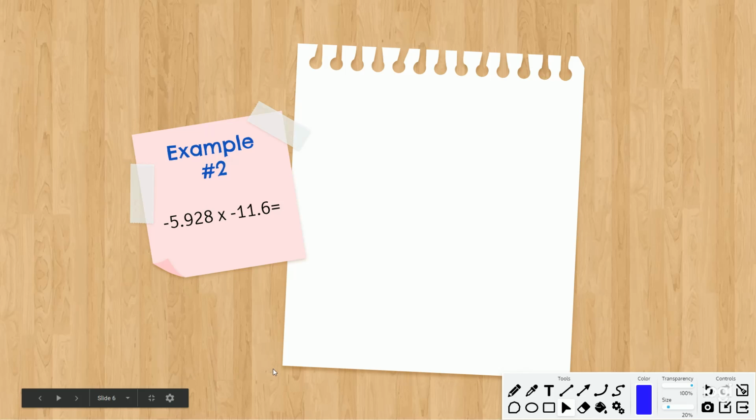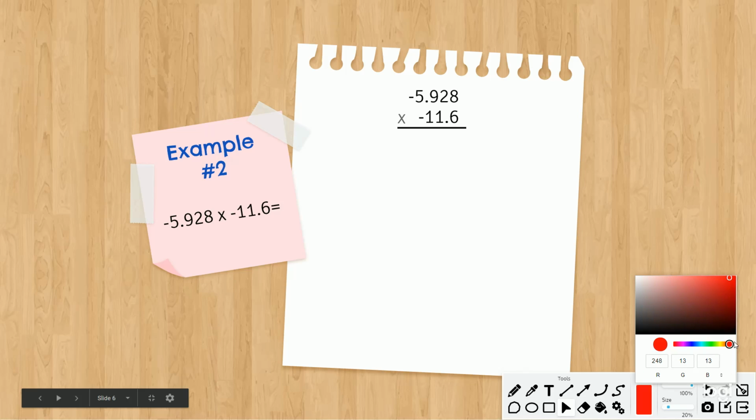So my first step that I wrote down was I had to write my problems and align them to the right in vertical. So I have all of my numbers lined up on the right side. And if you notice here, my decimal points do not match up. And that is okay when we're multiplying. So now what I need to do is I need to just multiply like I normally would.